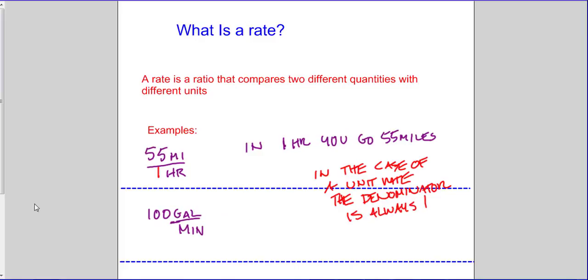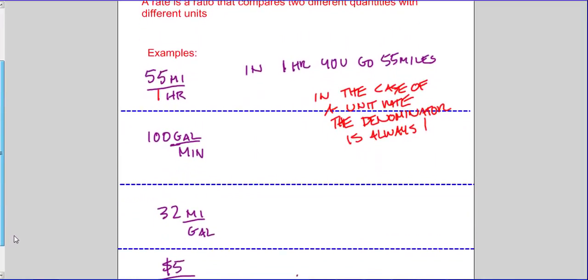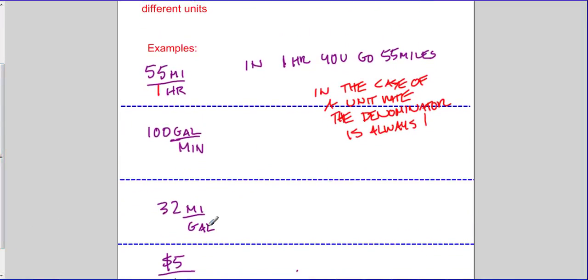So 100 gallons per minute is a unit rate. 32 miles per gallon is a unit rate. In this case, this is in 1 minute, so you can interpret this as 100 gallons per 1 minute. That still doesn't tell us what is doing this, but it would say in 1 minute's time, say it's 100 gallons flowing through a pipe. That would be a unit rate.